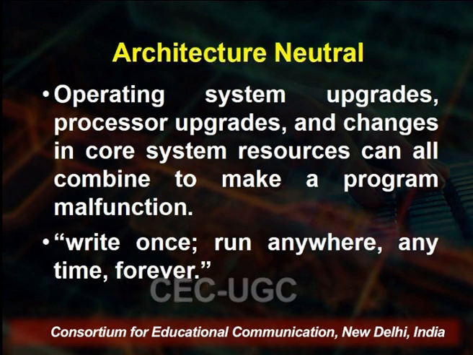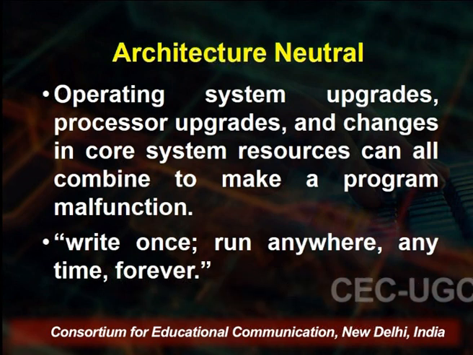That means the program should not say that the operating system has been upgraded, or the processor has been upgraded, or the core system resources are upgraded, and that's why it is not behaving properly or is malfunctioning. So Java was made architecture neutral. Whatever operating system, processor, or core system it is, if they are Java compatible, your Java program is going to run on them forever. This was the architecture neutrality which was taken care of by Java.